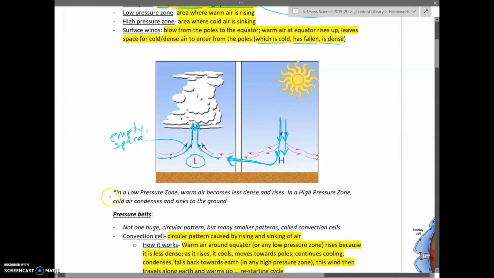This caption kind of dictates that again. In a low pressure zone, warm air becomes less dense and rises. In a high pressure zone, cold air condenses and sinks to the ground. So just as a reminder, cold air equals high pressure. Warm air equals low pressure.